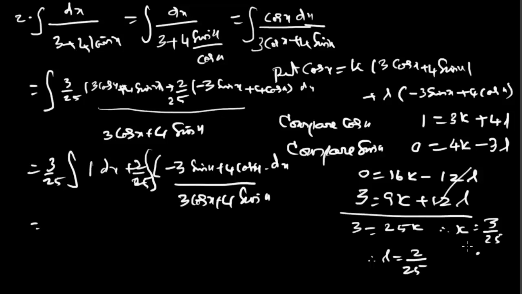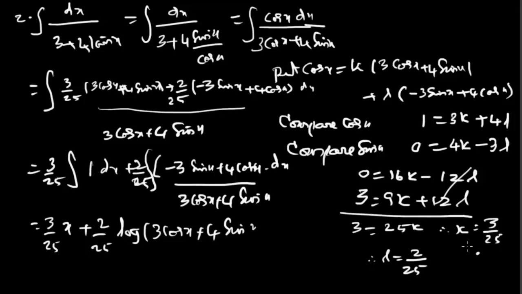Now this is 3 by 25. Integration of 1 is what? Only x. Plus 2 by 25: the integration of the differentiation of the denominator, you find in the numerator. So it is what? Log of the denominator, log of 3 cos x plus 4 sin x. Then add a constant c.